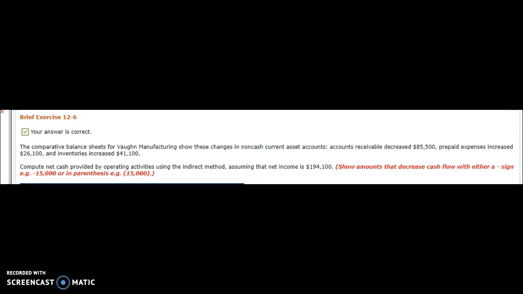The question states, the comparative balance sheets for Vaughn Manufacturing show these changes in non-cash current asset accounts. Accounts receivable decreased by $85,500. Prepaid expenses increased by $26,100. And inventories increased by $41,100. Compute net cash provided by operating activities using the indirect method, assuming that net income is $194,100. And I'm going to show step by step below how to calculate this.